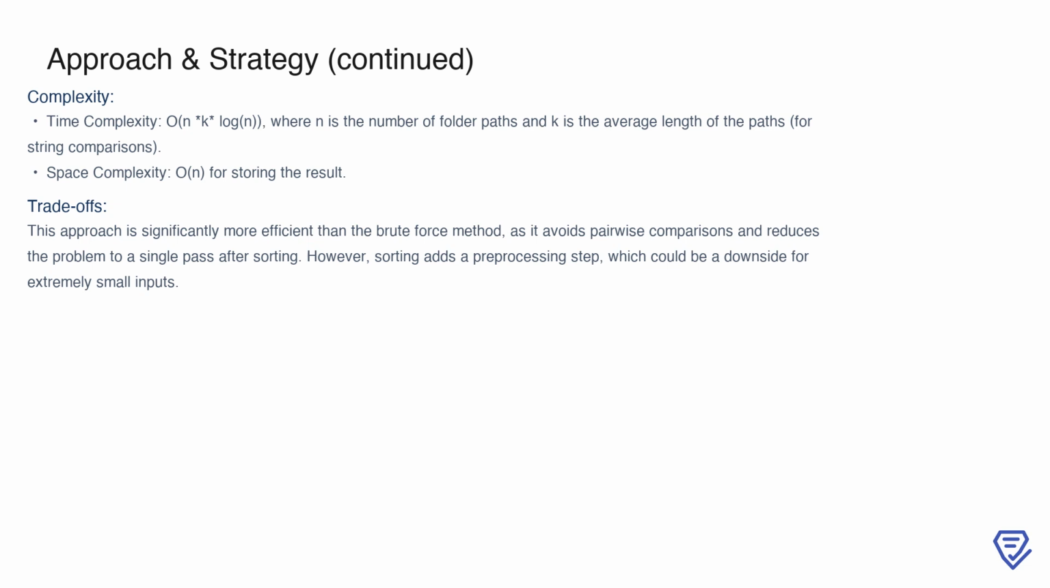When we compare this to the brute force approach, the optimized method is significantly more efficient. It avoids the O(n * k) nested comparisons entirely, reducing the problem to sorting followed by a single pass. However, sorting does add some overhead for smaller inputs, which could be considered a minor trade-off. Despite this, the gains in scalability and reduced computational cost make this approach highly suitable for larger datasets.